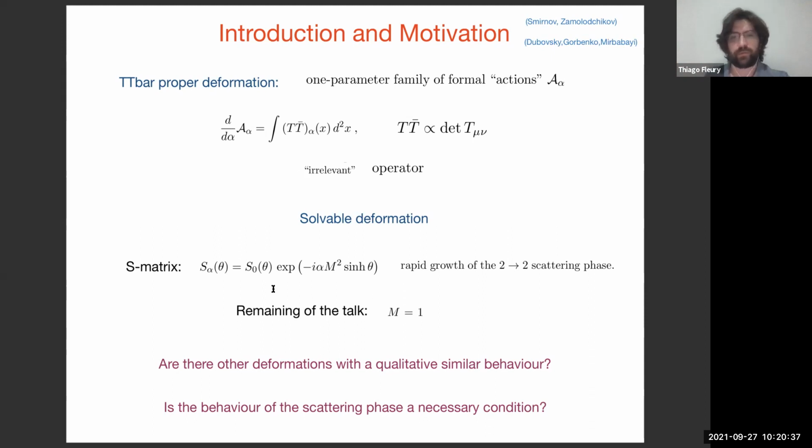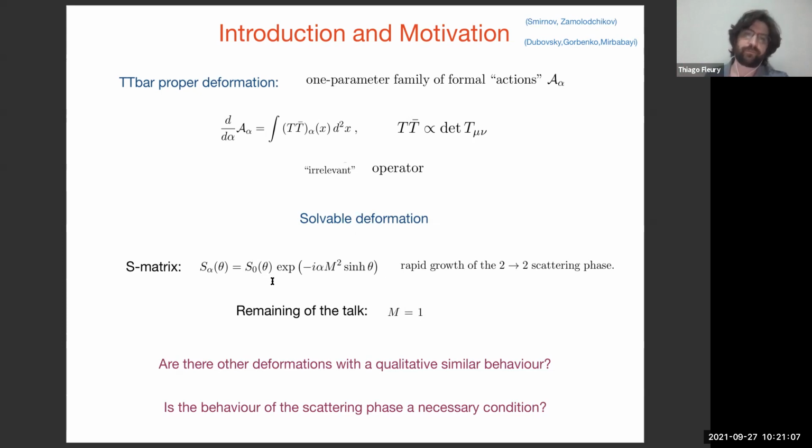One result that is known is the S-matrix of the model. S0 here would be the S-matrix of the undeformed theory, and when you turn on this deformation, what you get is this additional factor here. This is the mass, basically, when you have just one particle. All the models I will consider here have just one stable particle, and I will set for the rest of the talk all the masses of the particle to 1.